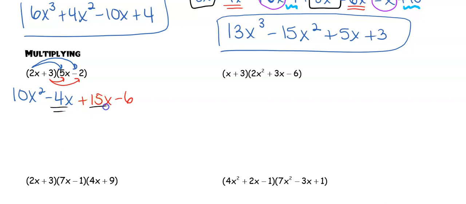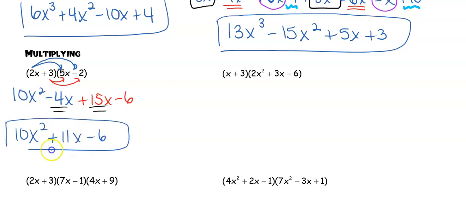This is where combining like terms comes back into play. So 10x squared plus 11x minus 6. Not too bad. That is when we have a binomial times a binomial. And the next one, we have a binomial times a trinomial. Now it's the same thing. It's the distributive property. So I'm going to take x, I'm going to distribute to everything to the right, just like we did when we had two sets of two terms.